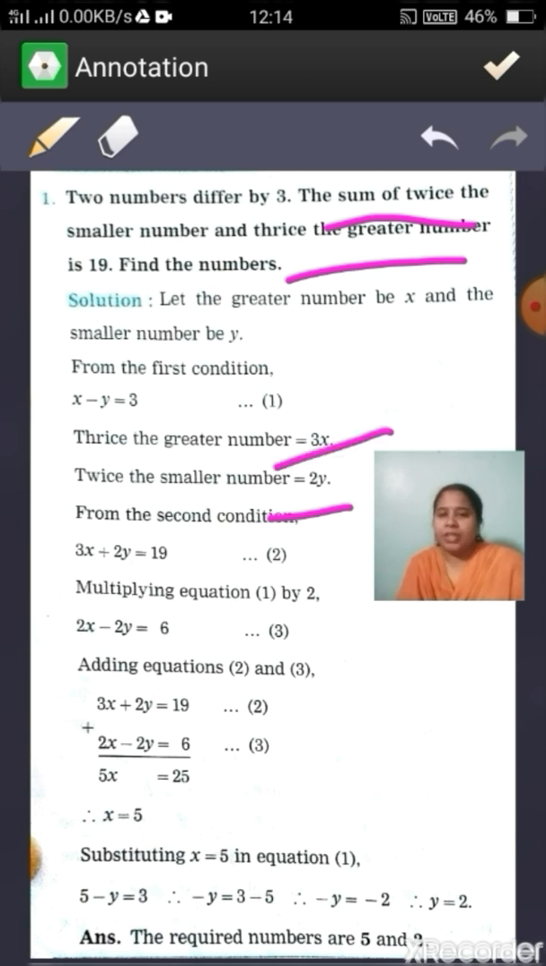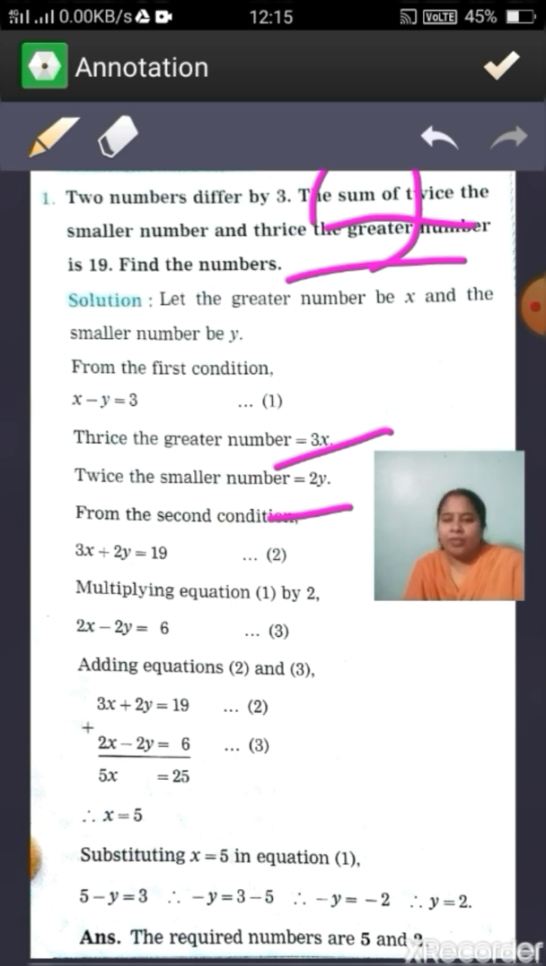What is given after that? In the question, sum of. Now reading the question again, it is sum of. As you know, sum means plus. So sum of twice the smaller number and thrice the greater number. So sum means addition. So I have to do 3x plus 2y, and the sum is nothing but 19. So I have to equate it to 19. So our second equation is 3x plus 2y is equal to 19. Put it as equation number 2.